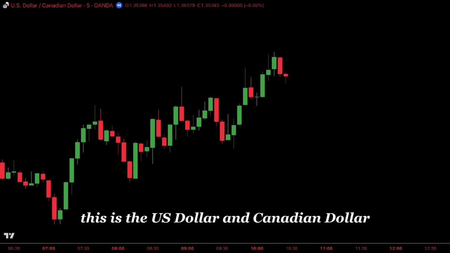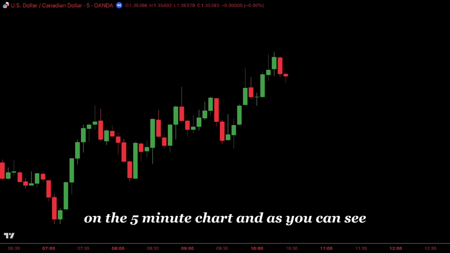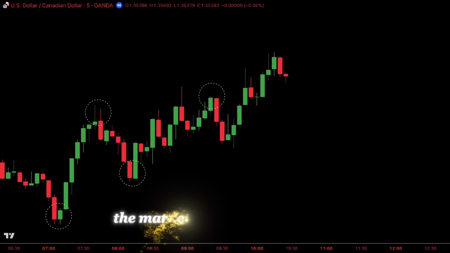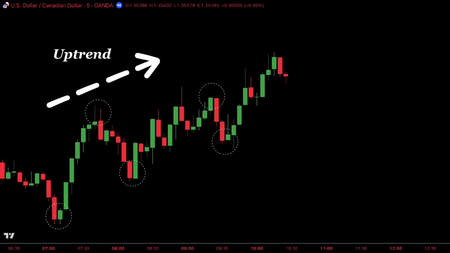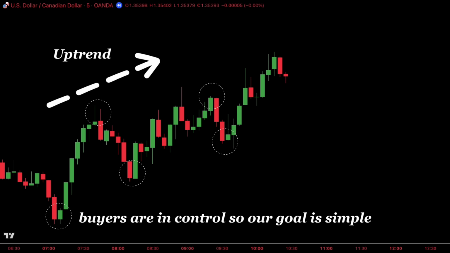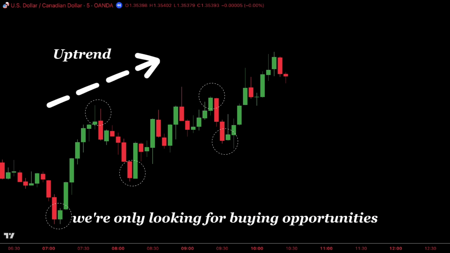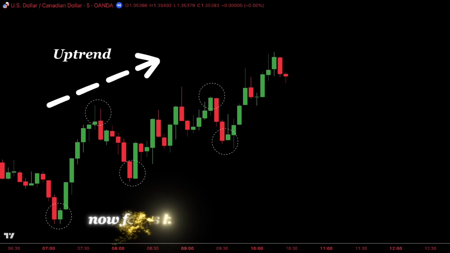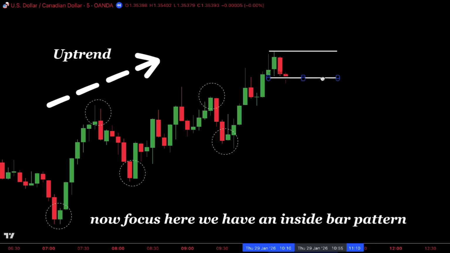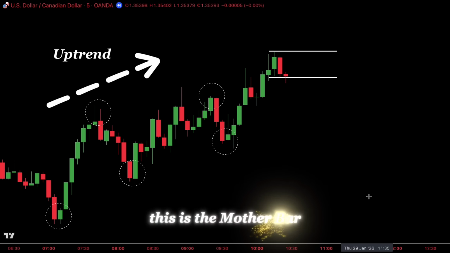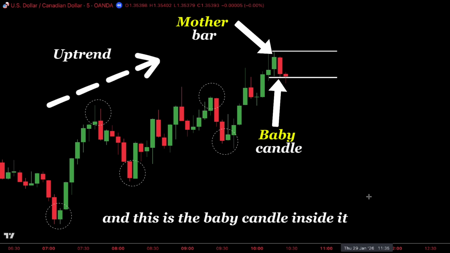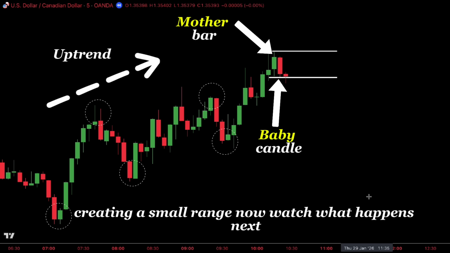This is the US dollar and Canadian dollar on the 5-minute chart, and as you can see, the market is in a clear uptrend. Buyers are in control, so our goal is simple. We're only looking for buying opportunities. Now focus here. We have an inside bar pattern. This is the mother bar, and this is the baby candle inside it, creating a small range. Now watch what happens next.